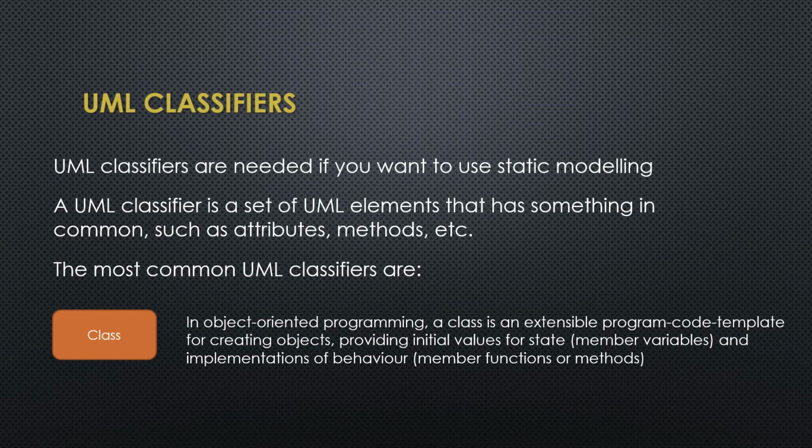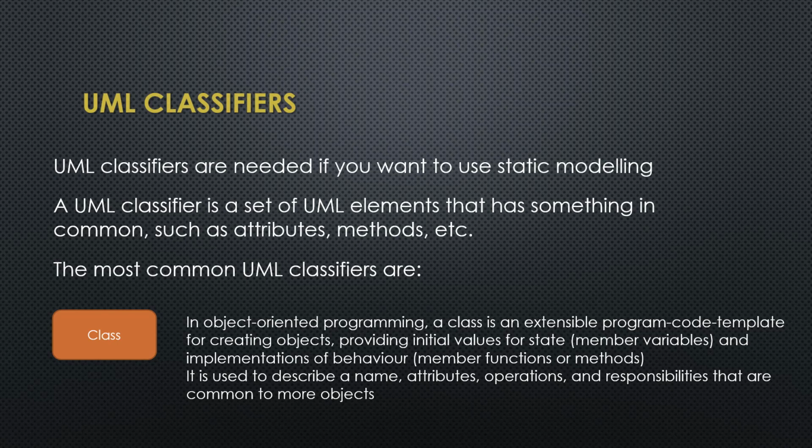In object-oriented programming, a class is an extendable program code template for creating objects, providing initial values for the state member variables, and implementations of behavior, member functions, or methods. It is used to describe and name attributes, operations, and responsibilities that are common to more objects.